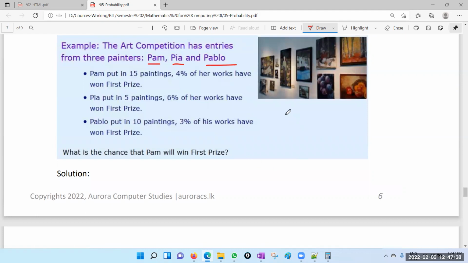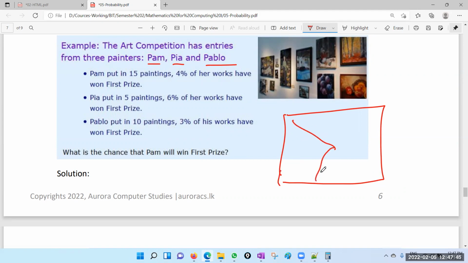Now we have to divide these parts again. There are 3 people who entered: say Pam, Pia, and Pablo. And they can win, or they can lose. So let's take it as win or lose. So this is win, and this is lose.